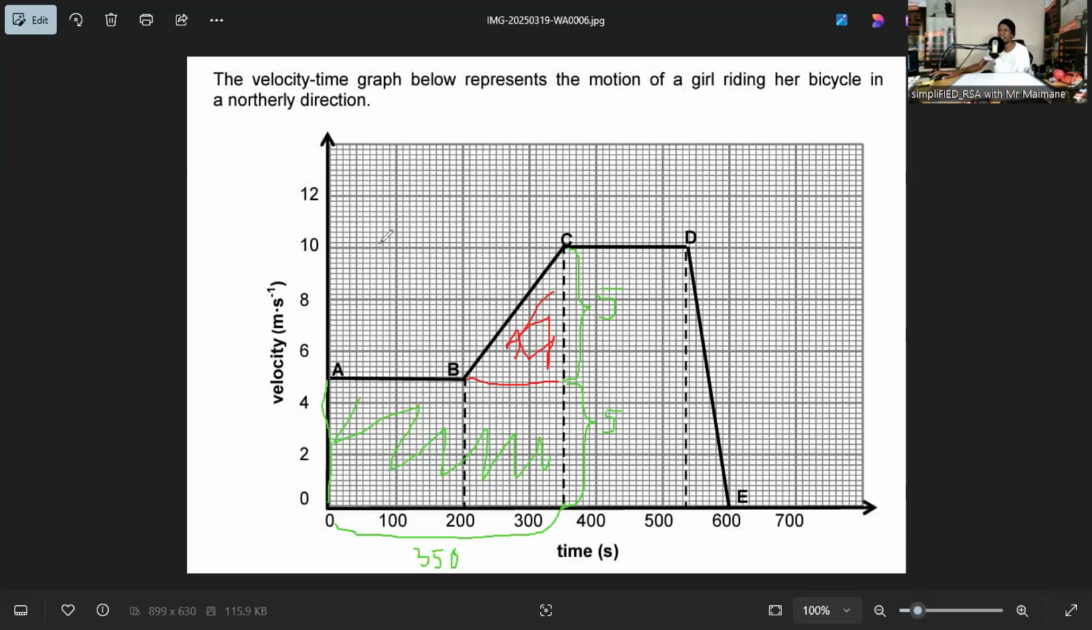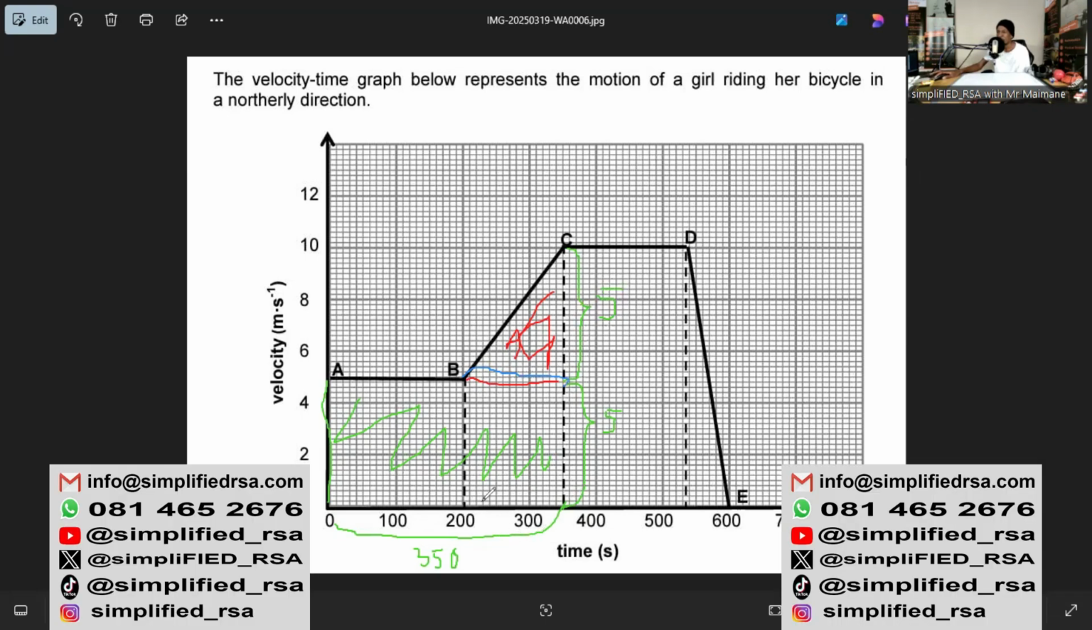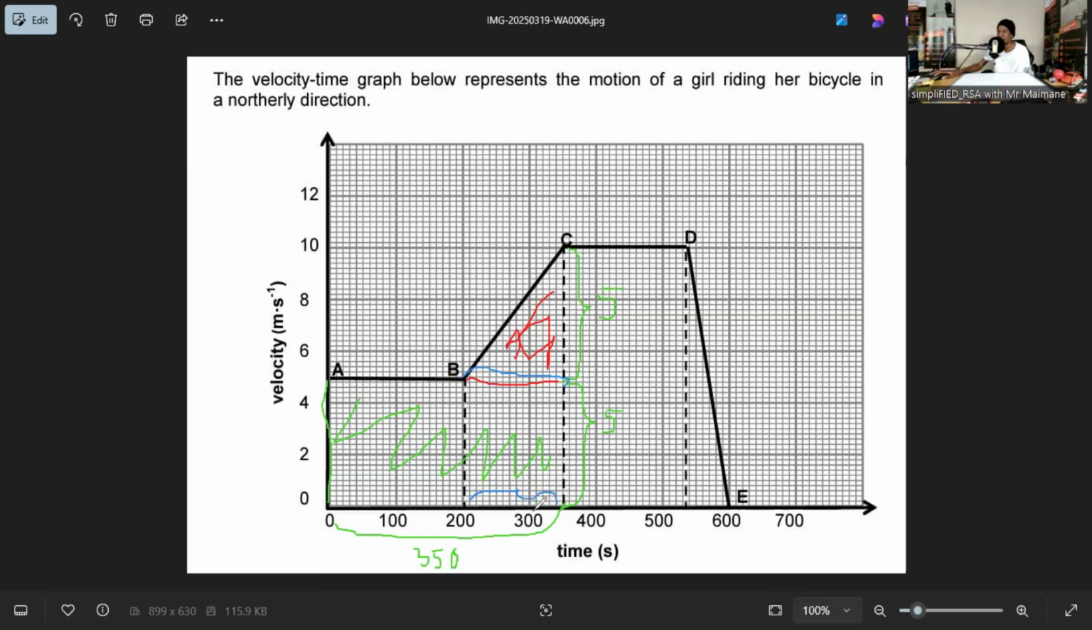It's 5 meters per second to 10 meters per second, which makes the height 5. And that makes the width of the triangle, from here to there, the difference of 200 and 350. So that means from here to there we have roughly 150. So we have determined all the components of our triangle. Now we can answer the question.